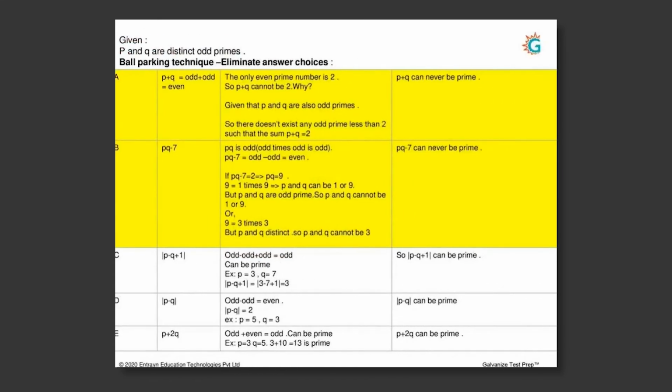So A and B are the correct choices here. Let's see how to go about it. Drawing a table like this helps you to tackle this problem. P and Q are given to be distinct odd primes. Which of the following can never be prime?